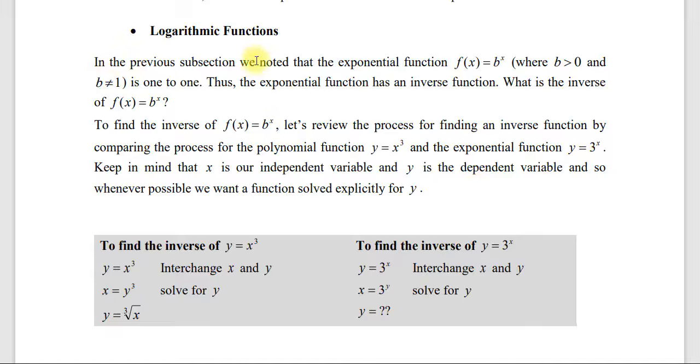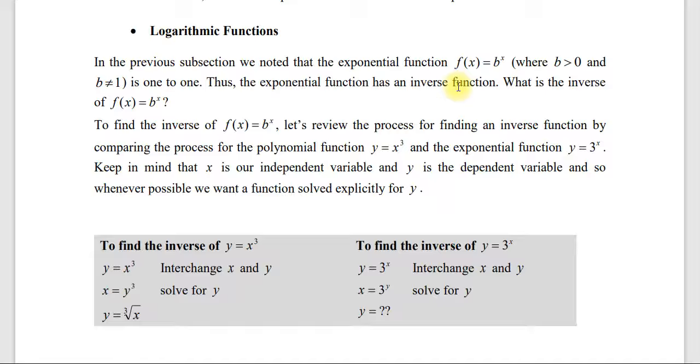So in the previous subsection we noted that the exponential function f(x) = b^x, where b > 0 and b ≠ 1, is 1-to-1. እንግዲህ በባለፈው ክላሳችን ምን እንዳየን ነው እያስረዳን ያለው። ኤክስፖኔንሻል ፋንክሽን ማለት f(x) = b^x ፎርም ነው የሚገለጸው። b ከዜሮ መብለጥ አለበት፣ እንዲሁም ከአንድ መለየት አለበት፣ ፋንክሽኑ ደግሞ 1 to 1 መሆን አለበት። Thus the exponential function has an inverse function. Okay, exponential function has an inverse function.